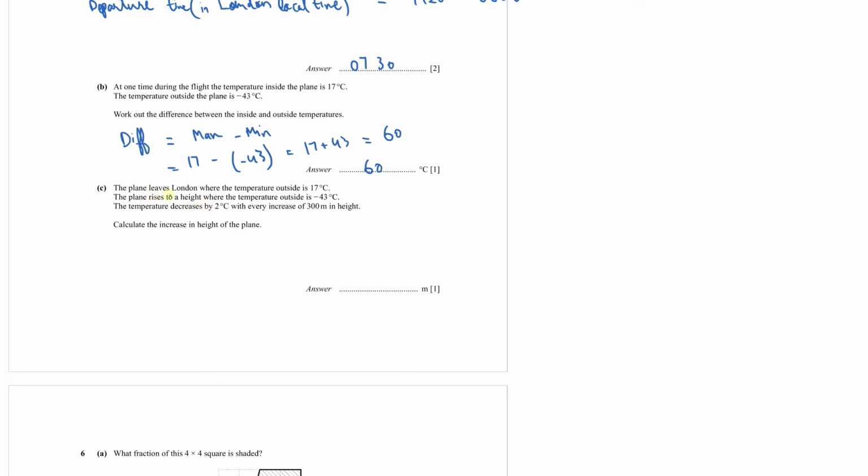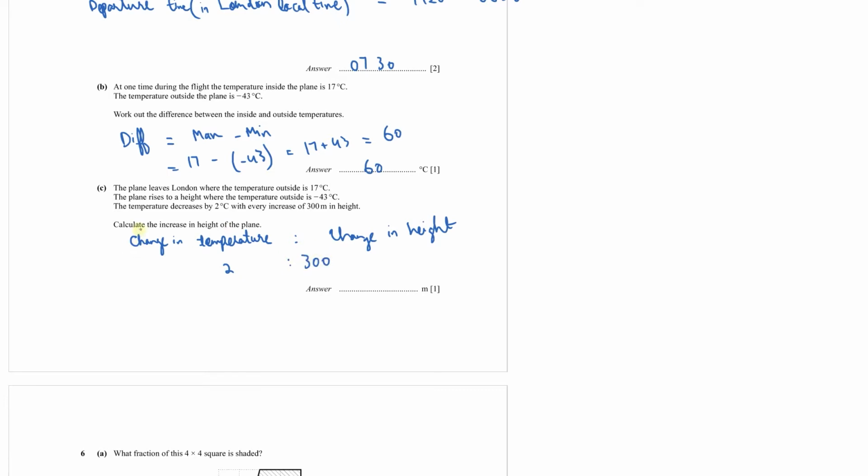Part C is the plane leaves London where the outside temperature is 17. The plane rises to a height where the outside temperature is 43. The temperature increases by 2 degrees Celsius with every increase of 300 meters in height. So the ratio of change in temperature to change in height of the plane: for every 2 degrees Celsius, the height changes by 300 meters.